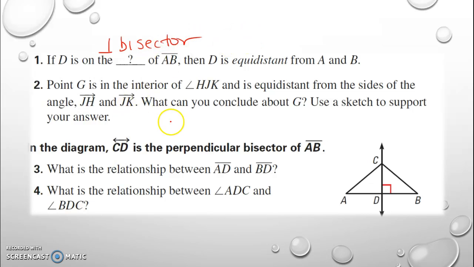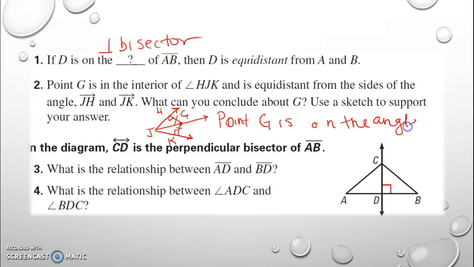If point G is on the interior, so for this one we can draw a picture of angle HJK, and it's equidistant back to each side. What can we conclude? And that would be that point G is on the angle bisector.